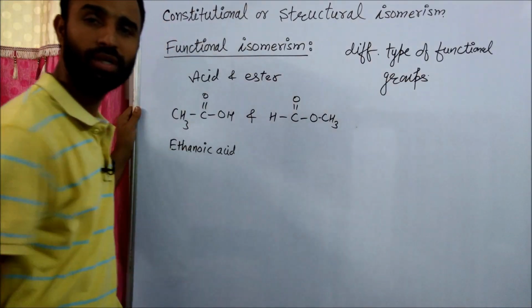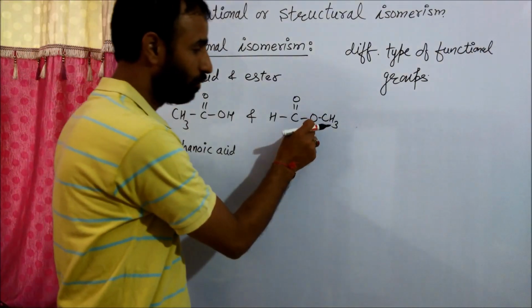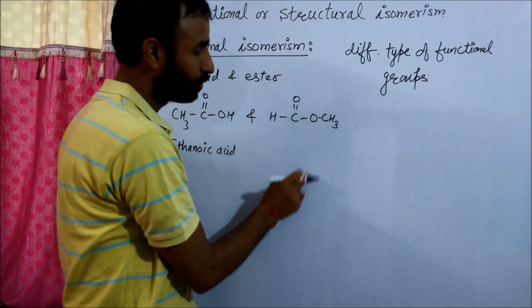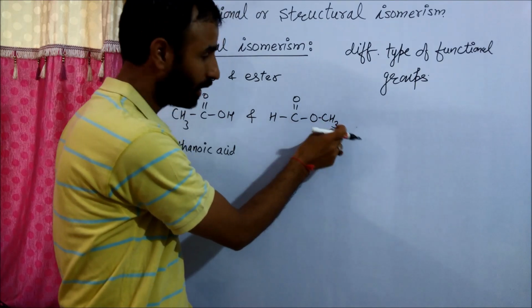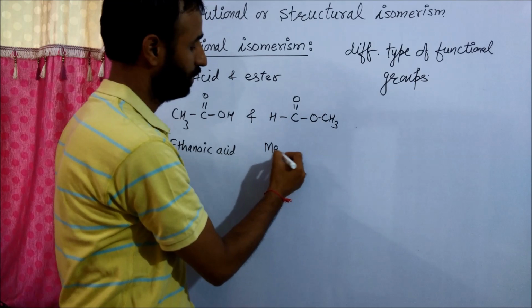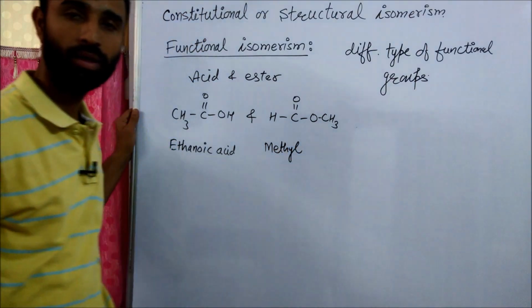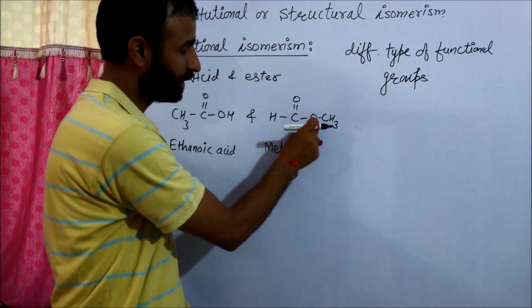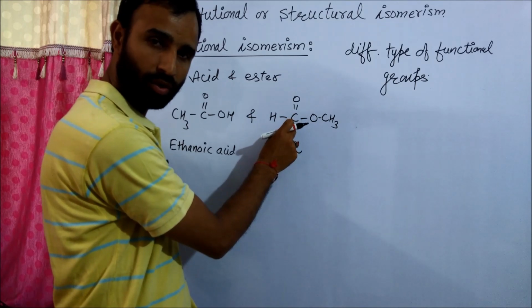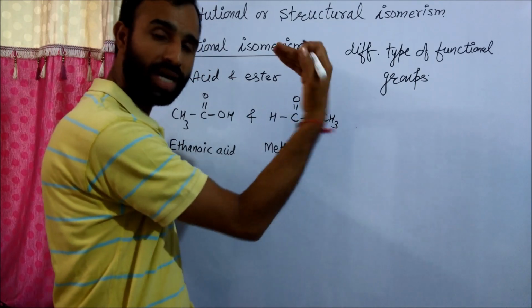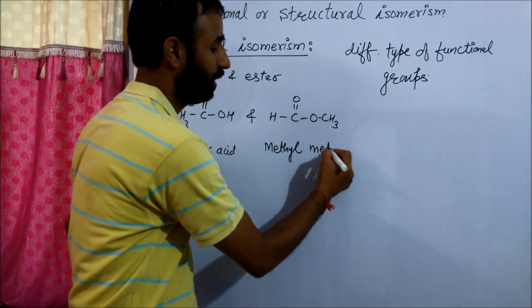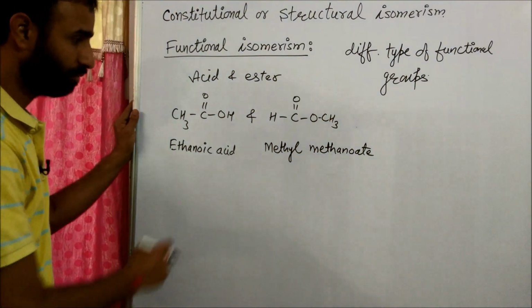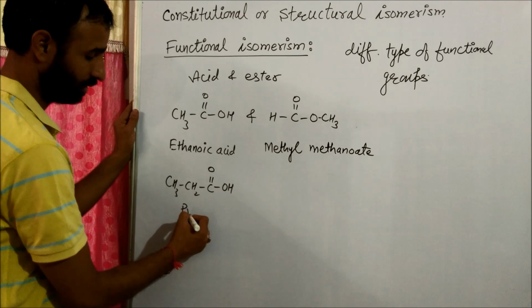And what is its IUPAC name? O instead of H is attached to methyl. So keep in mind, alkyl group attached to O is always written in the front. Methyl, and how many carbons are there? 1. Methanoic acid's H is removed, so it is methyl methanoate. Keep in mind, methyl methanoate. One more example. What is this?